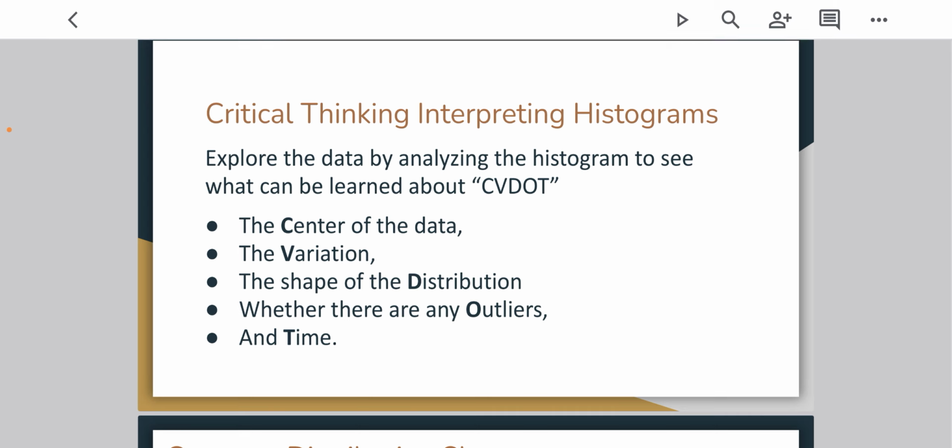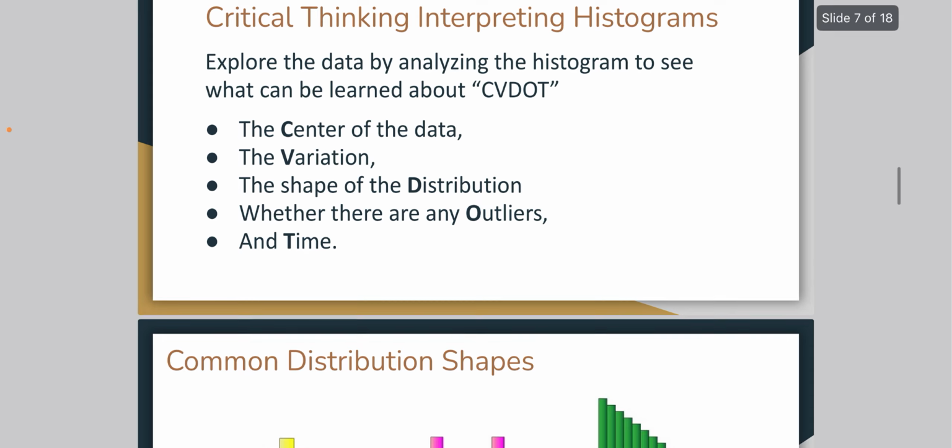So, some critical thinking for interpreting histograms. You can see the center of the data, the variation, the shape of the distribution, whether there are any outliers, and time. Those are some of the things that we were talking about.